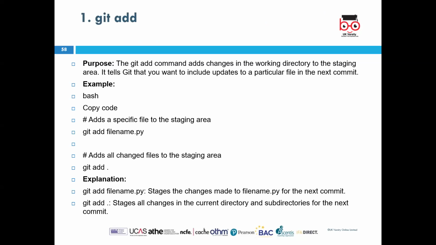So what's the purpose of having add? The Git add command adds changes in the working directory to the staging area. So it's going to tell Git that we want to include updates to a particular file. From here is the pseudocode for us to add this new update.